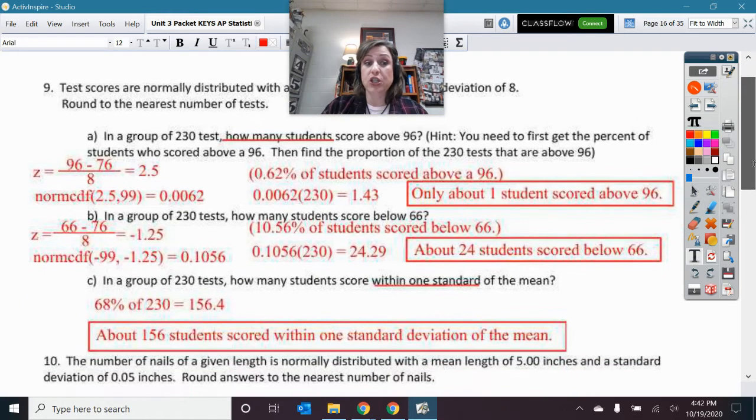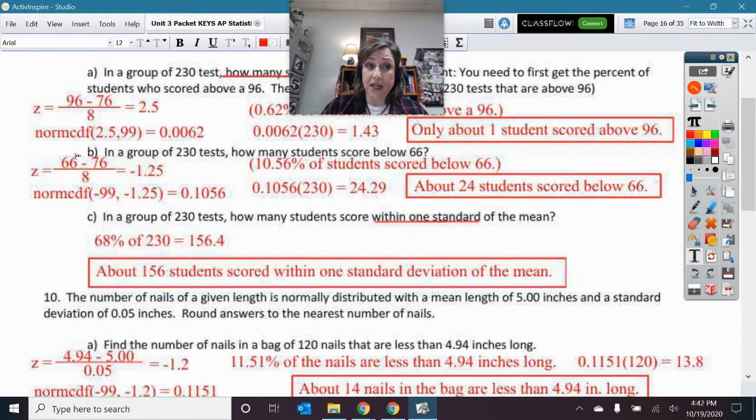Okay, so that was a two-stepper. So then that's what's happening on these other ones. You first are finding the percent of the area of the scores below 66, and then say, okay, 10.56% of the students scored below a 66. Well, that percent of the 230 students equals about 24 students. Okay, two-steppers. So this is within 1 standard deviation.